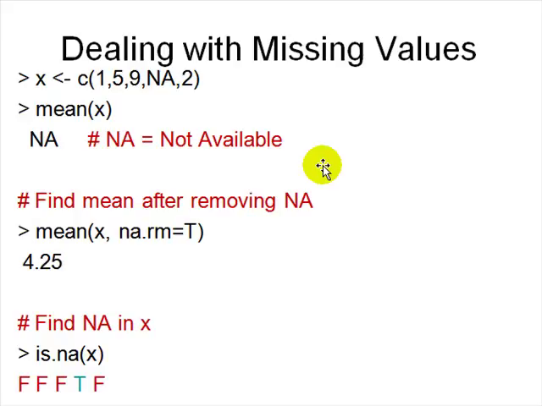And then dealing with missing values is a big part of R, which is not done in Excel. In Excel, you have a really hard time dealing with missing values. So if you have a missing value NA in a vector, you try to take a mean, it says not available. So what you need to do is tell the mean function that na.rm equals TRUE. That means remove all the NAs. Then it gives you the mean. And then you can find NAs in x by saying is.na(x). It tells you there is an NA at this point.